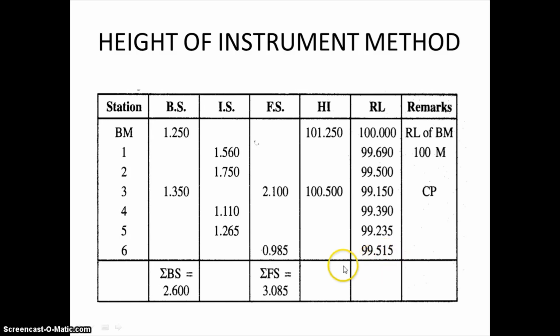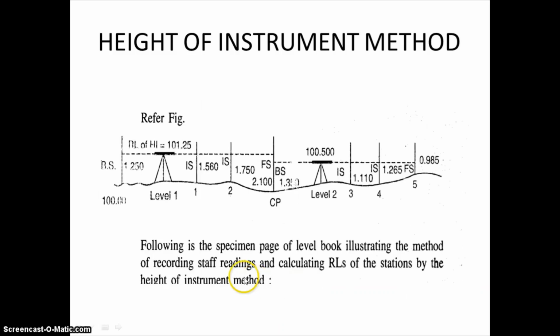Then what you have to do? You have to do the summation of all the backsight values. You can see 2.600. You have to do the summation of all the foresight values, that is 3.085. You can see this figure is given here, so you will understand all the calculation easily.